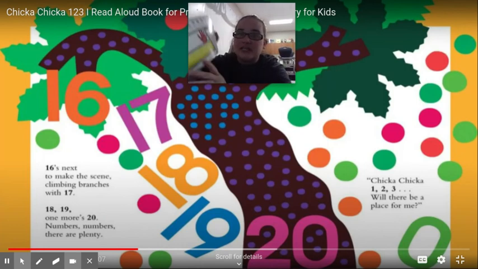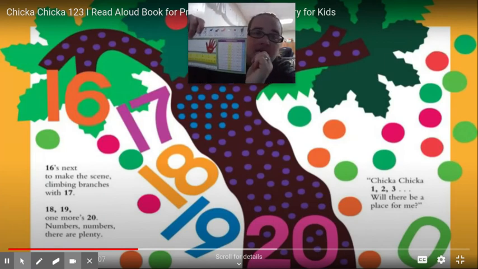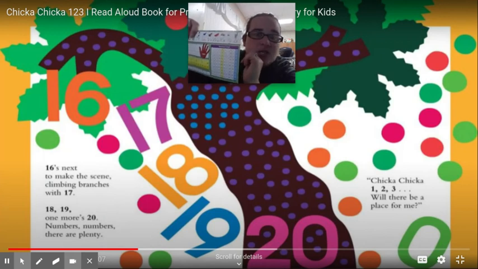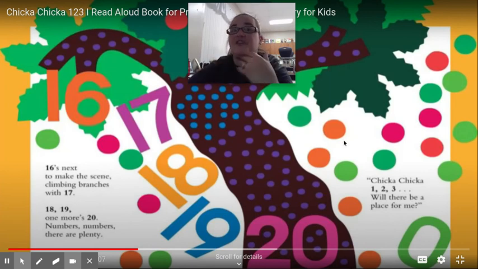Now, here's where it gets confusing. Remember, they're not going to count by ones anymore. Now they're going to count by tens. So after 20 comes 30. So remember 30, 40, 50, those numbers. Here we go.